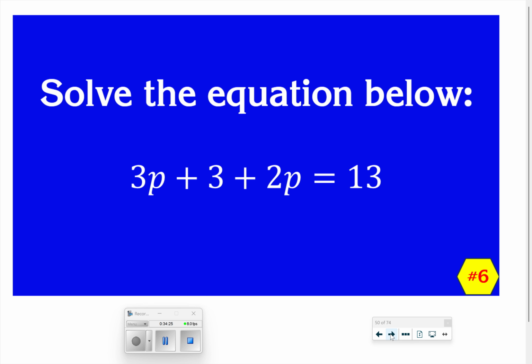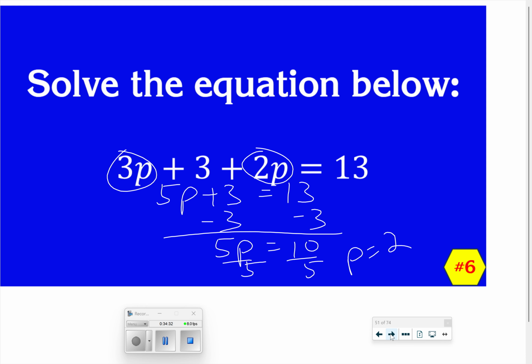All right, solve the equation below. First we're going to collect like terms. 3p and 2p is 5p. Bring down the 3, still equal to 13. Do the opposite: subtract 3 on both sides. 13 minus 3 is 10. Bring down 5p. Do the opposite of multiplication, division: divide by 5. 10 divided by 5 is 2. P is equal to 2.